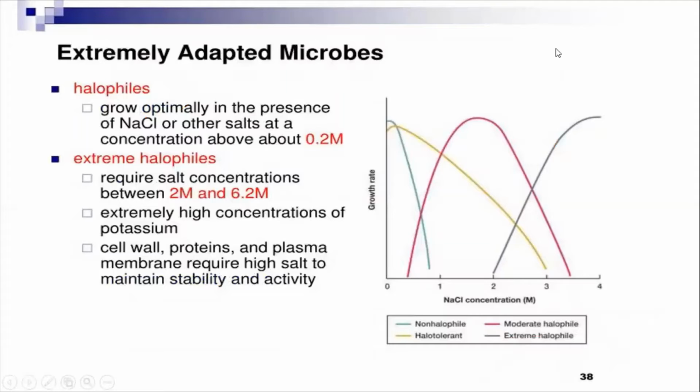Then we have the extremely adapted microbes like halophiles, which can grow at high concentrations of salt. Extreme halophiles can go up to 6.2 molar. So what exactly they do is that inside the cell, they have vacuole-type organelles, in which they start accumulating the excess salt. A little salt will be taken so that the cytoplasm osmolarity and the outside osmolarity are a little bit nearby, not exactly equal.